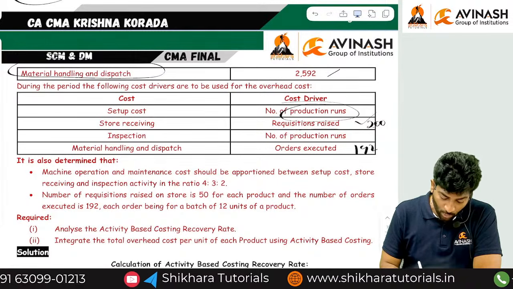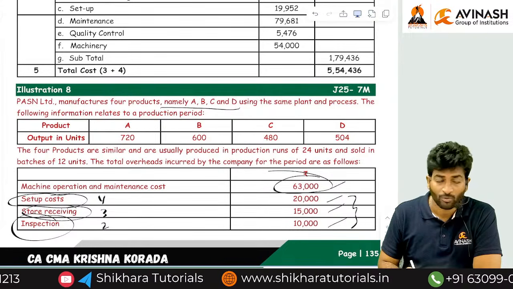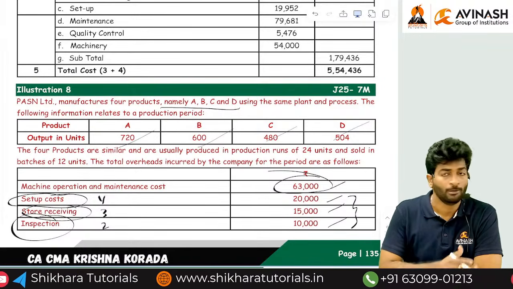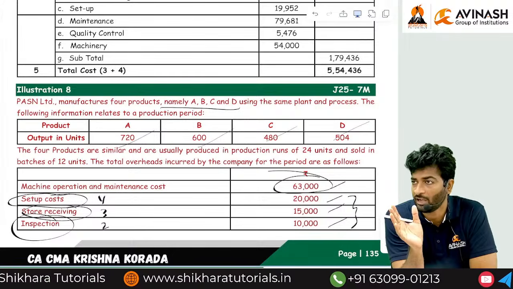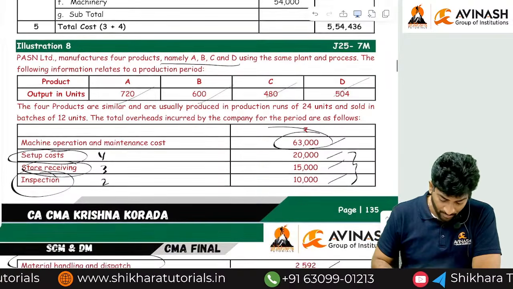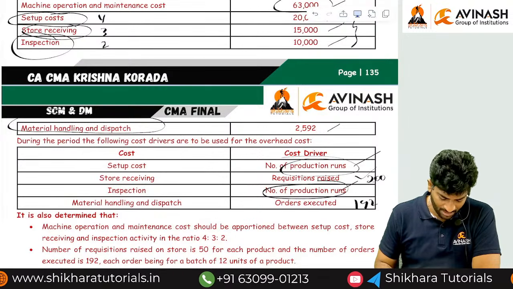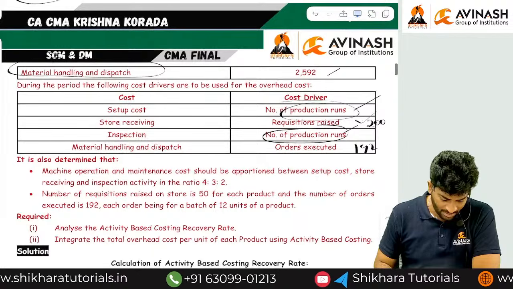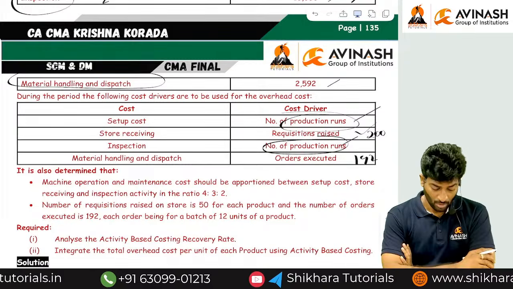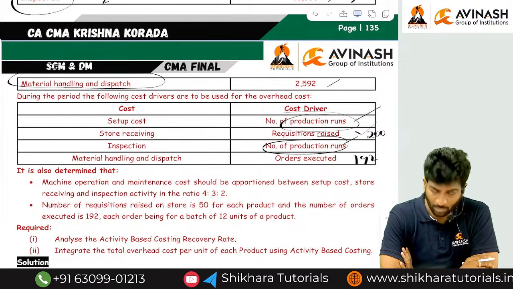I think for 2 items we have production runs. For production runs, I told you 24 units, right? So divide the quantity, this one, this one, this one, with 24 to get the production runs of A, B, C, and D. You have to make a total for your ABC rate. Production runs and orders are to be calculated, right?